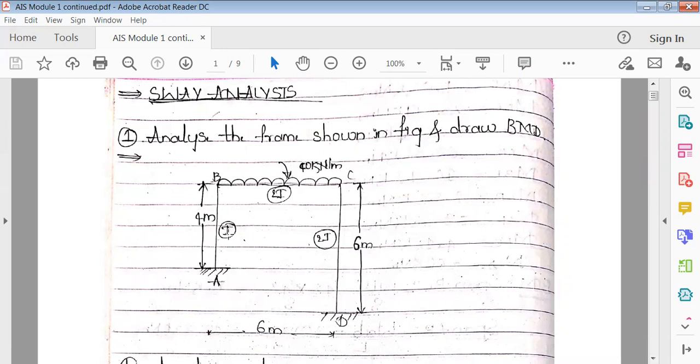The second criteria is, you can see here this column has I, and here it has 2I. That means this strength is less compared to this. The moment of inertia of this column is lesser than the moment of inertia of this column. That's why when you apply the load, it will again sway. The complete frame will bend like this. So by seeing the frame, you have to decide whether it is a sway frame or a non-sway frame. In this case, because there is a difference in the height of the columns, and in addition to this, there is a difference in the I value, the complete frame will sway.